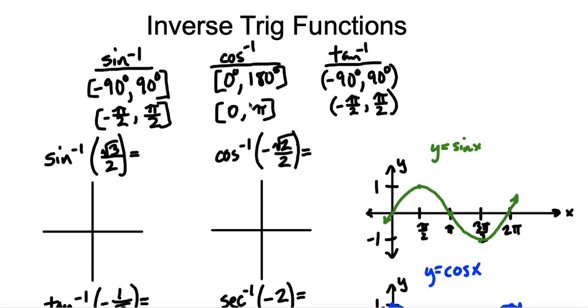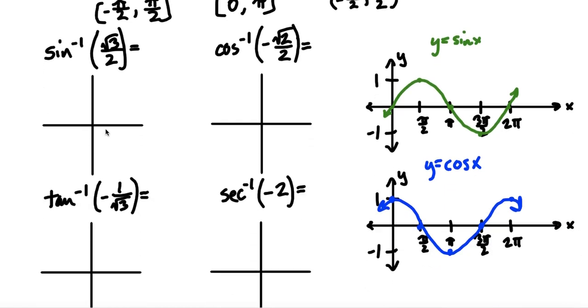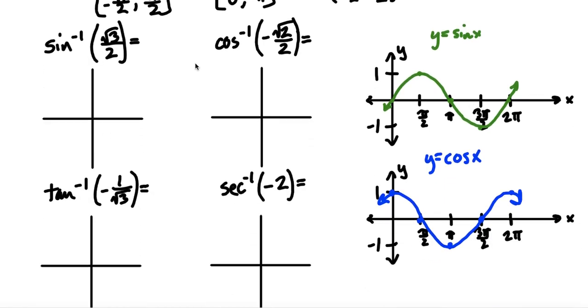And remember, the reason why we use this region is because if we use anything more than that, we have repetition, and we also have the actual graph of the inverse would fail the vertical line test. It wouldn't be a function. So in order for us to only get one answer, we have to stick within these ranges for our angles. Okay, so let's take a look at a couple of these. What we're going to do here is use our unit circle and our knowledge of special triangles to figure out where our angle lies.